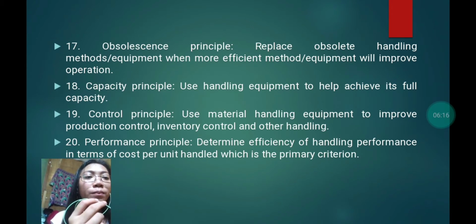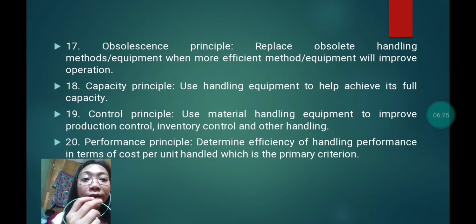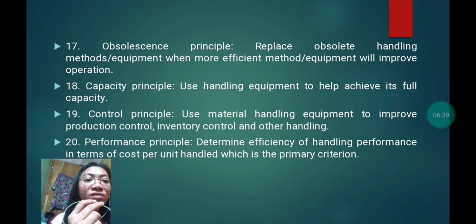Use handling equipment to help achieve its full capacity. 19, control principle. Use material handling equipment to improve production control, inventory control, and other handling. And the last one, number 20, performance principle. Determine efficiency of handling performance in terms of cost per unit handled, which is the primary criterion.